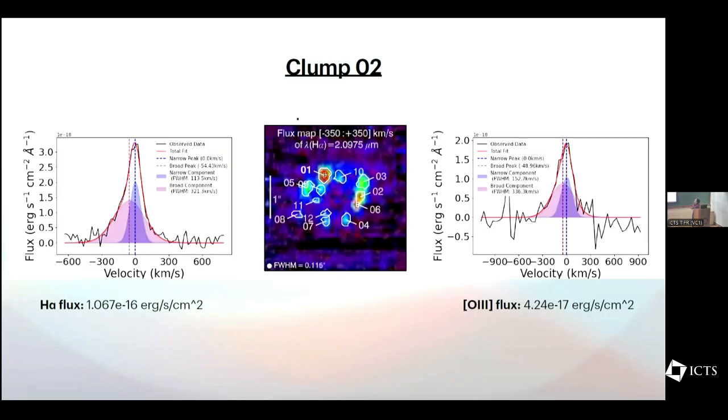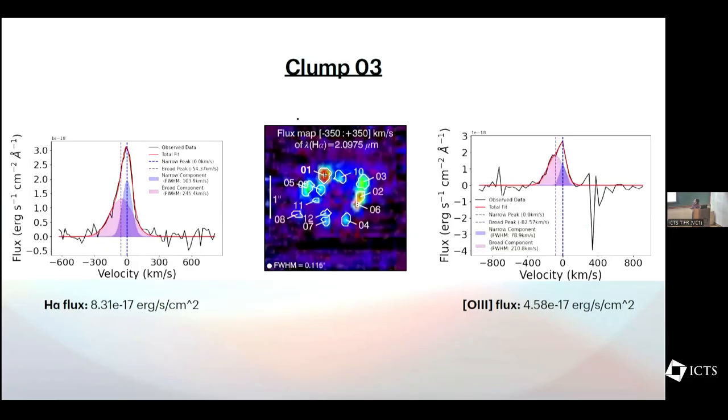Okay, so for the next brightest clump, we detected H alpha and O3, and it also has a second, asymmetric component, so it is also a hint of stellar outflow in the clump. And for the third brightest clump as well, we got this outflow hint from these two bright emission lines.